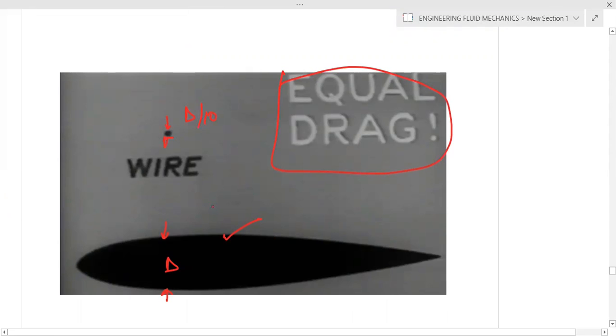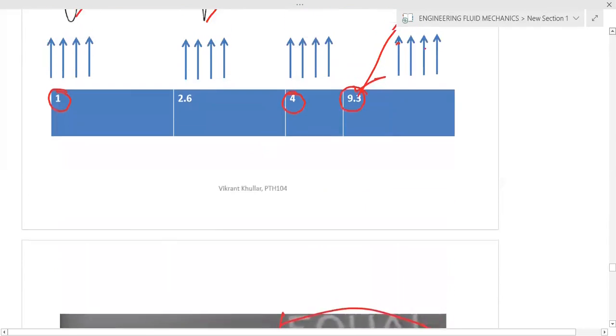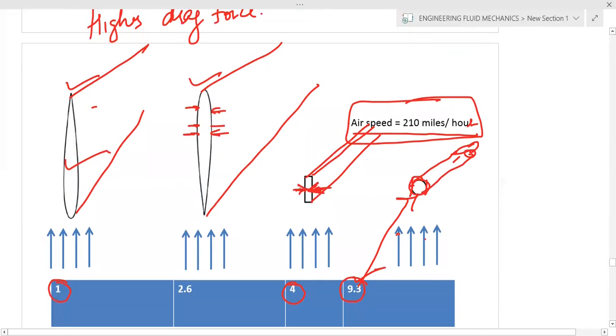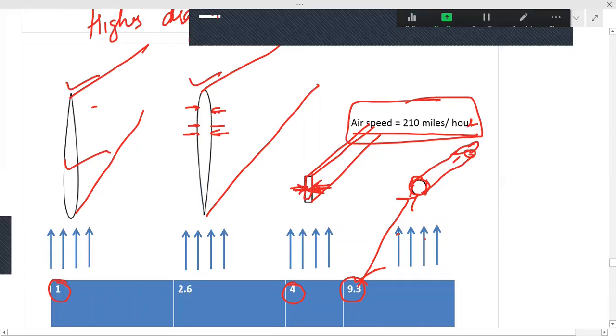So this also tells you something counterintuitive. As per your intuition, you could predict less drag in this because this is a very small cross-section area. And as per our intuition, yes, tell me.